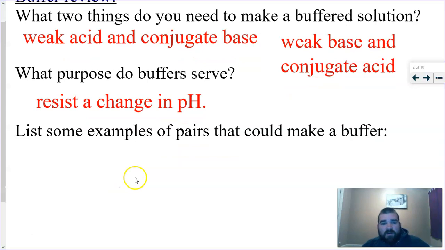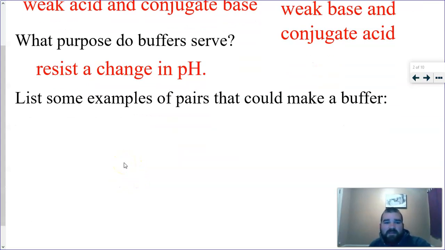What are some pairs that could work to make a buffer? Honestly, I haven't really made you do a ton. You've kind of just been sitting here listening to me for a while. So if you want, you can pause it and try to think of some ideas that could make a buffer. Again, what you want is a weak acid and its conjugate or a weak base and its conjugate. So go ahead and pause it.